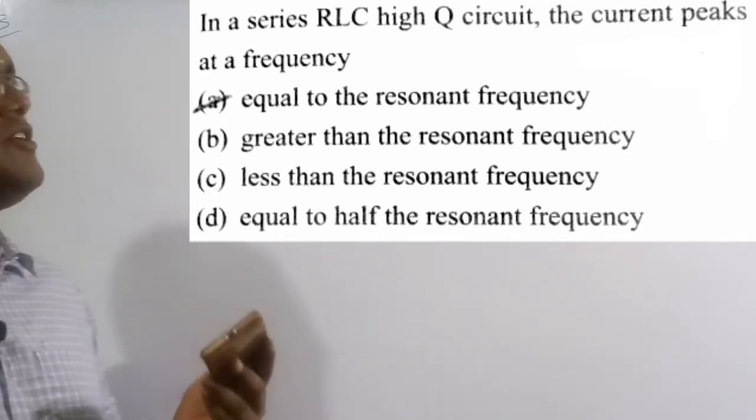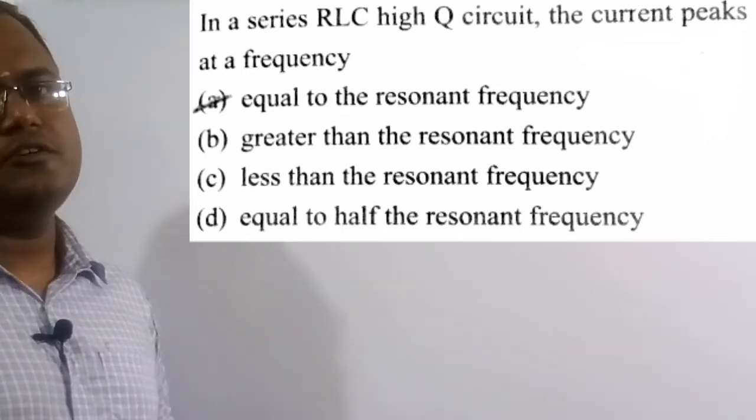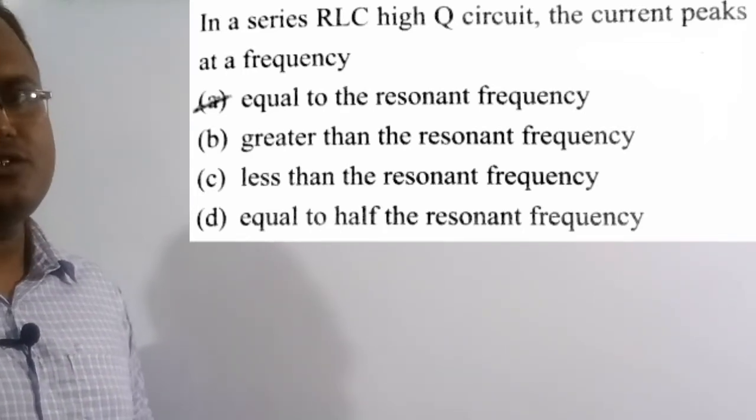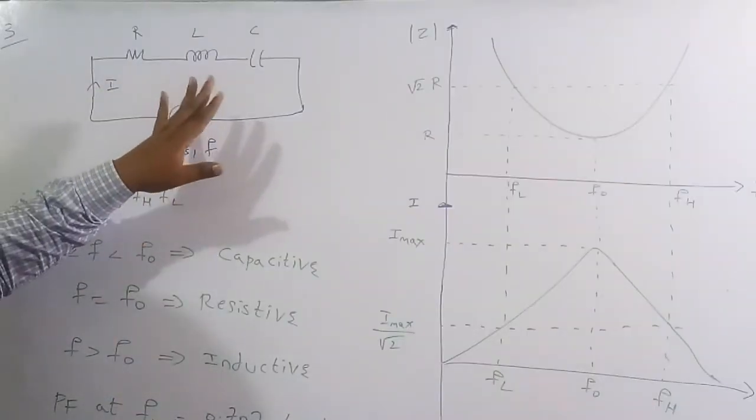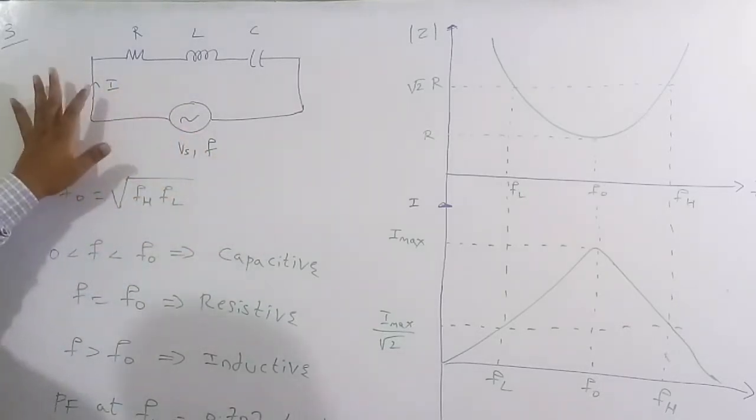Basically, at the resonant frequency in a series RLC circuit, we get a huge amount of current, or maximum current, in the circuit. So let's solve this numerical. This is basically a series RLC circuit with supply voltage Vs and frequency F. This is the current in the circuit.